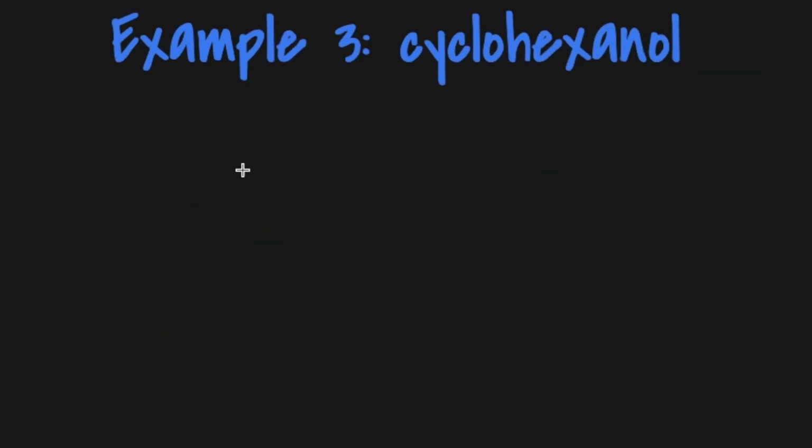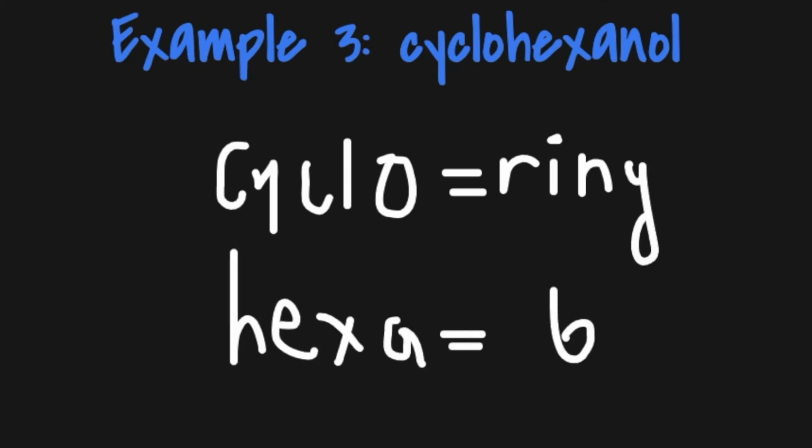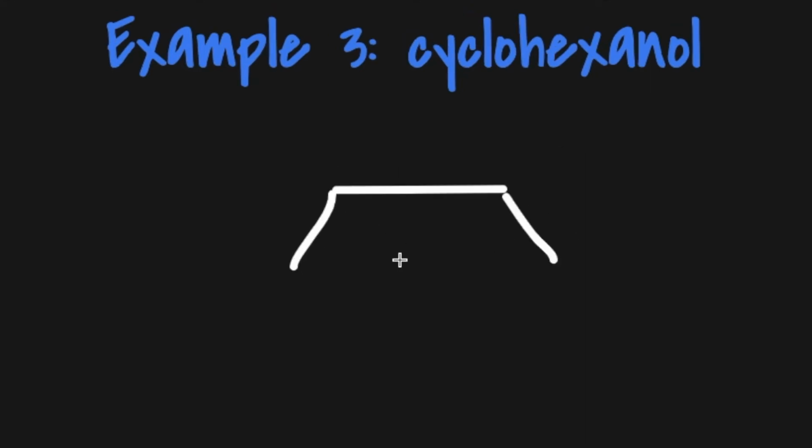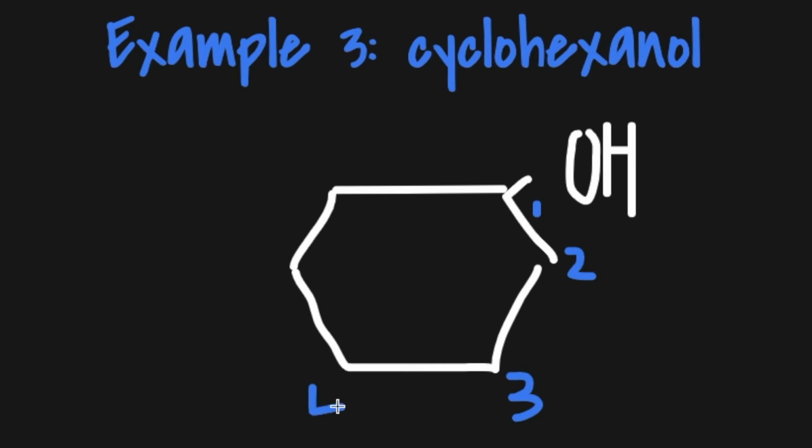The third example is cyclohexanol. Cyclo signifies that it will be in a ring, and hexa indicates that there will be 6 carbons in the ring. There's no subscript needed for the alcohol location as there's no other substituents, and the hydroxyl group will be given priority regardless of where it is on the ring.